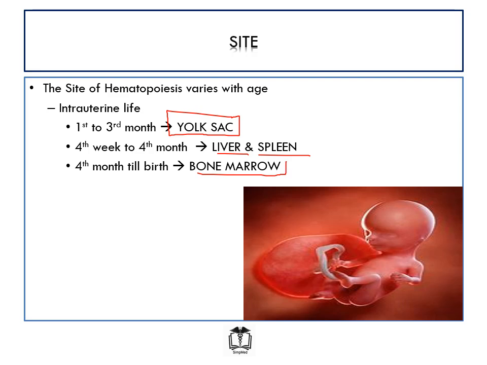This doesn't mean that other sites don't take a bit of function in the hematopoiesis, but for each of these different phases of intrauterine life, we have each of the different organs taking control, being the predominant site of hematopoiesis.